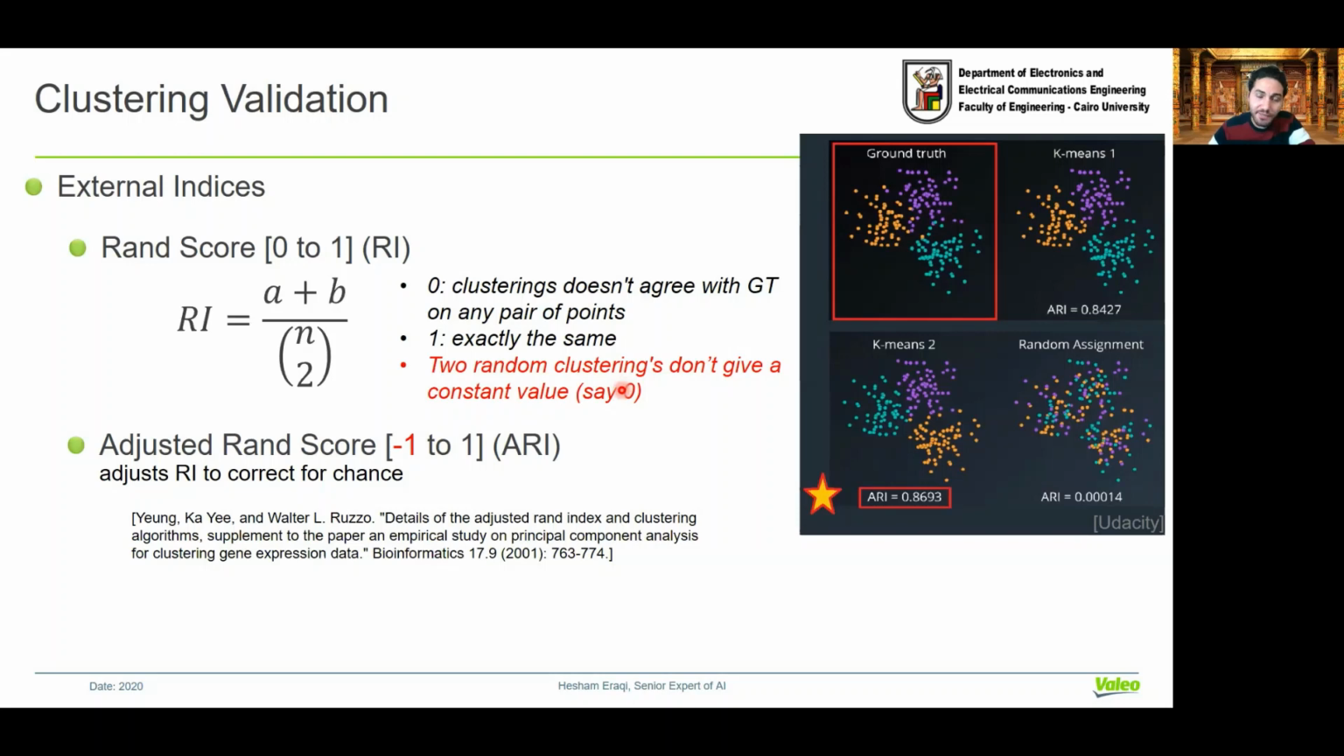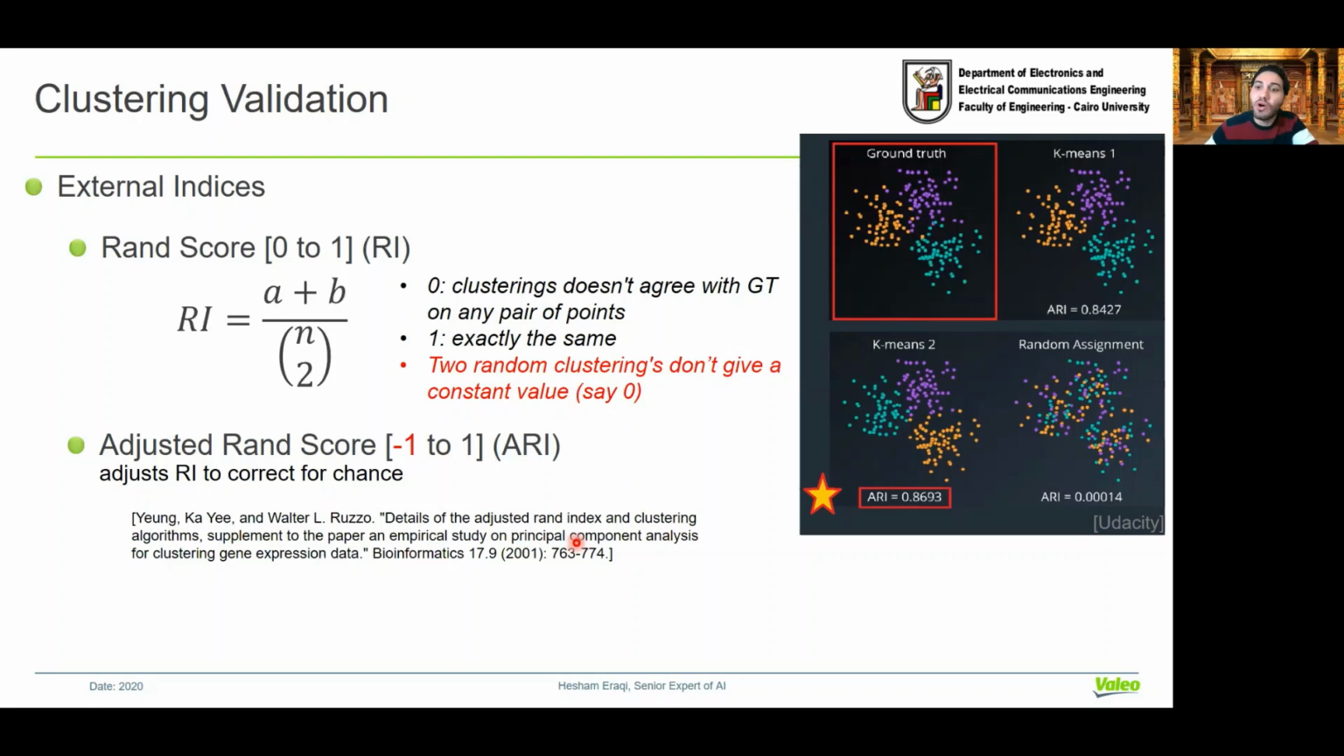To adjust the RI index to correct for this effect, there is another external index or metric called the adjusted Rand score that eliminates this downside effect. This is the paper that describes this algorithm, if you want to go back and read the details of how the adjusted Rand index works in detail.